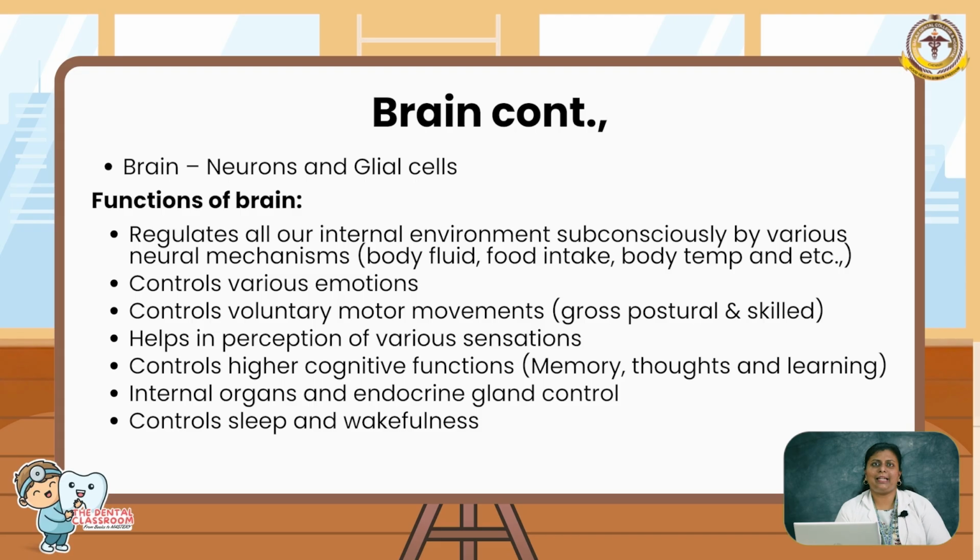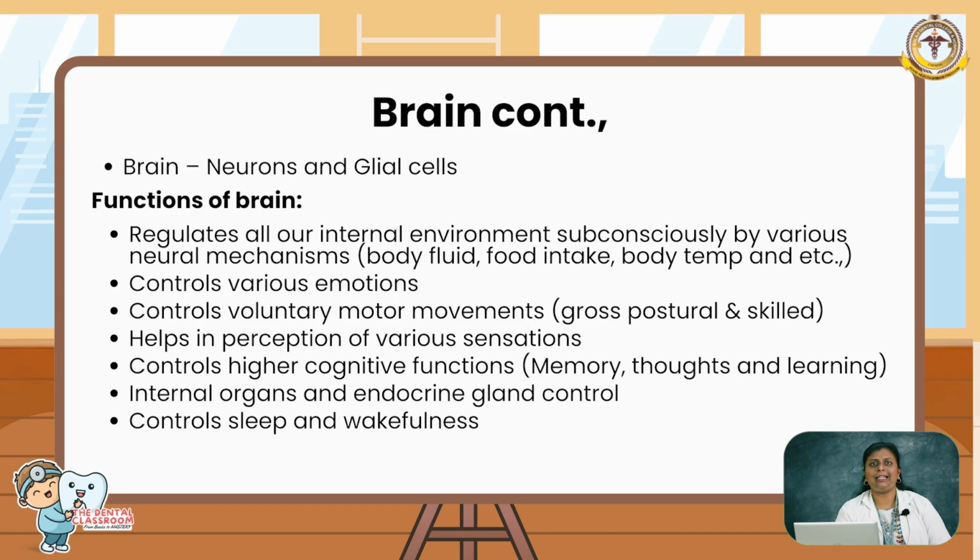So this is the structure of the brain. What are the brain tissues made up of? This is mainly the neurons and glial cells. So what are the functions of the brain? It regulates all our internal environment, that is the maintaining of homeostasis that we read about.